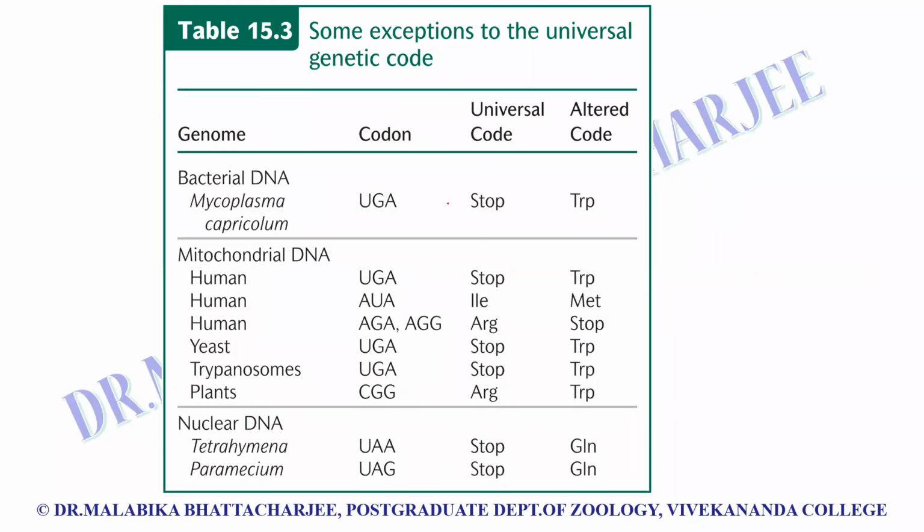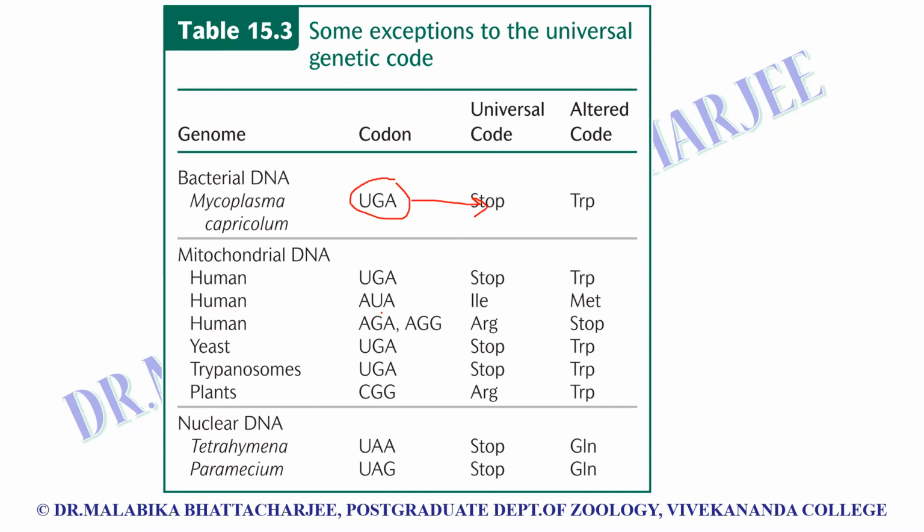Now coming to the universal nature of the code. I said the code is universal, but there are some exceptions to the universal nature of the genetic code. UGA is a stop codon. It's universally a stop codon, but in bacterial DNA, Mycoplasma, it codes for tryptophan. We have some other unique features in case of mitochondrial DNA. UGA is again a stop codon, but in human mitochondrial DNA, it codes for tryptophan. Then we have CGG, which codes for arginine in plants, with the universal code, and its altered code is tryptophan. So these are some variations from the universal nature of the genetic code.